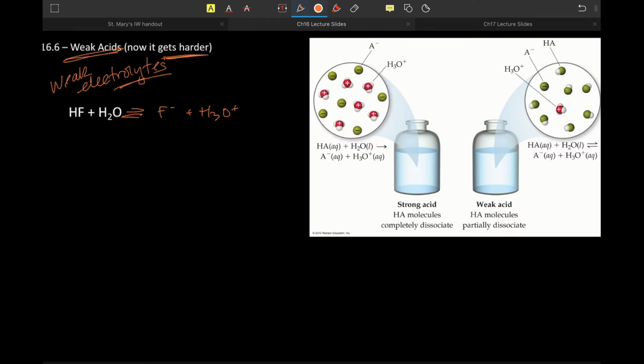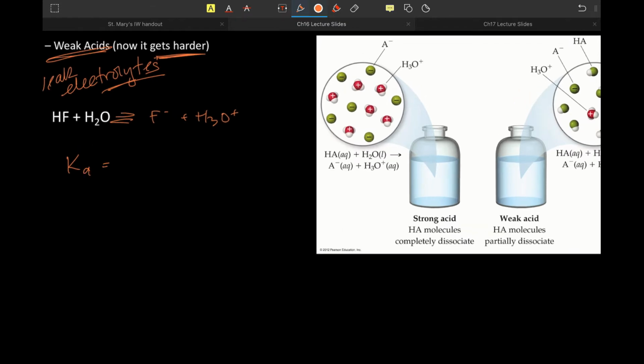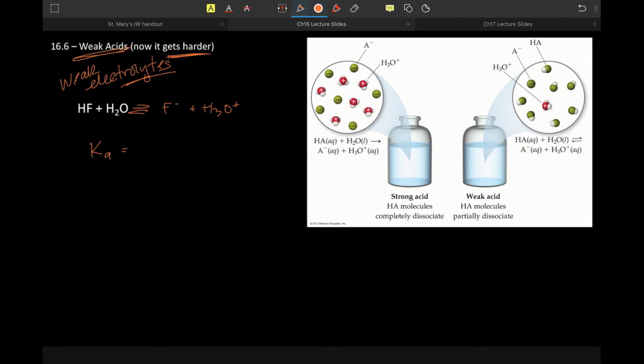Now, thinking about how to write an equilibrium expression, because anything that doesn't go completely forward and can be expressed by the fact that it goes backwards and forwards is going to have a K expression, which we're going to denote as Ka, where that A tells us this is the K for an acid, or the acid dissociation constant. We're going to have F minus and H3O plus up here, and down here we will have our reactant, which is HF. We will exclude water because pure liquids and pure solids are excluded from our K expressions.